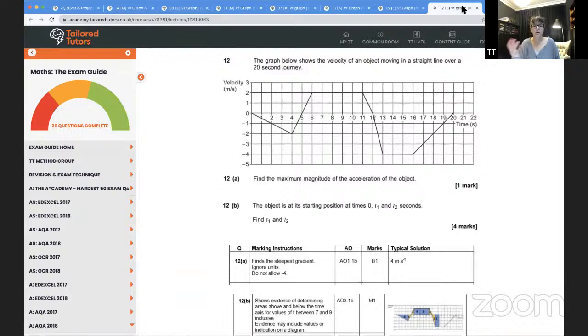Graph that goes below. So you can see that graphs that go below the time axis, so this is negative velocity, moving backwards. Above the t-axis, moving forwards, below the t-axis, moving backwards. So it gives you this real feel for the sorts of things that come up and can help you to decide what order to do these questions in.